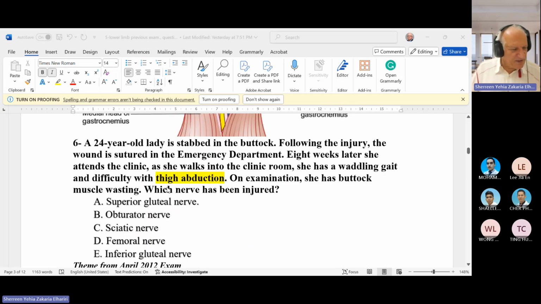All right, next question. A 24-year-old lady is stabbed in the buttock. Following the injury, the wound is sutured in the ED. 8 weeks later, she attends the clinic. As she walks to the clinic room, she has a waddling gait and difficulty with thigh abduction. On examination, she has buttock muscle wasting. Which nerve has been injured? I think this one will be the inferior gluteal nerve. No, which muscle is affected first?